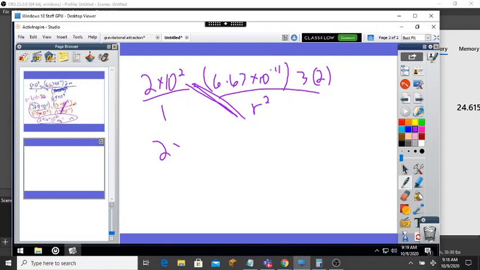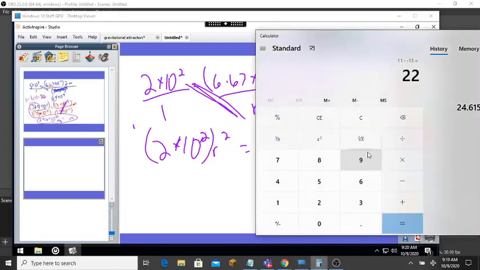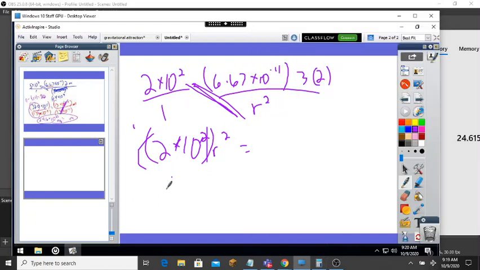And my computer froze. It's too much for the computer. There it goes, okay. Okay, r squared equals, we're just doing everything the same, right? Normally. So, you know what, let's put this in parentheses. The computer's freezing a little bit, but that's okay. 6.67 times 3 times 2, 40. 40 times 10 to the negative 11.